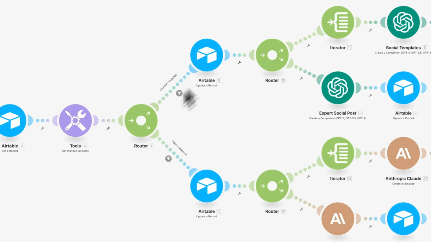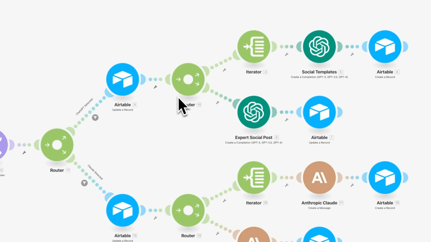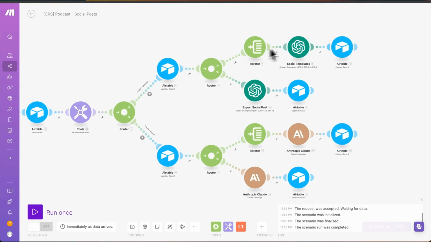So now that we have all of that done, now it goes through a second router. And the reason why is because the first router is just like any of the other social post templates that we've set up, which works fine. I'm not going to go through any of that because we know how to set that up. But the second part is to create a social post for the actual expert.